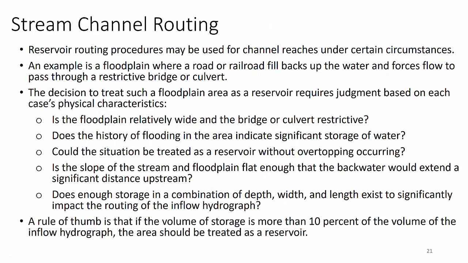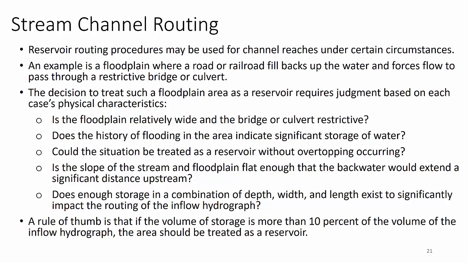So reservoir routing procedures may be used for channel reaches under certain circumstances, because it's the same process. Reservoirs are just real slow-moving streams. An example is a floodplain where a road or railway backs up the water. So anytime you come to a road crossing, basically the bridge abutments serve as a spillway and can back up flow. The decision to treat such a floodplain area as a reservoir requires judgment based on each case's physical characteristics.